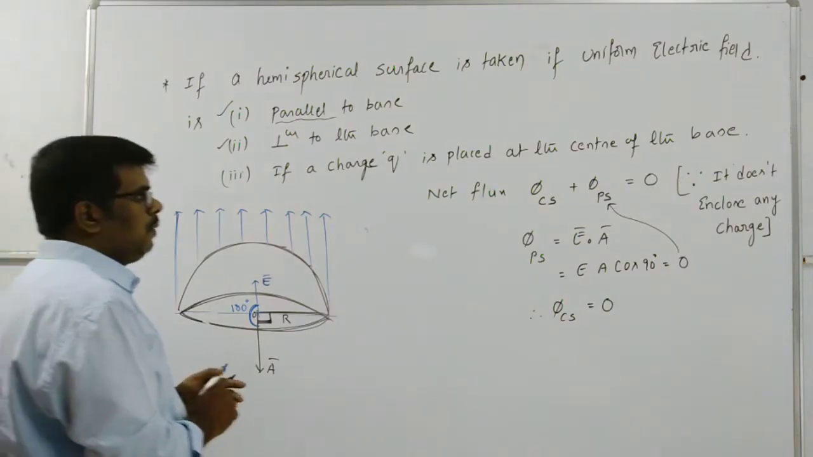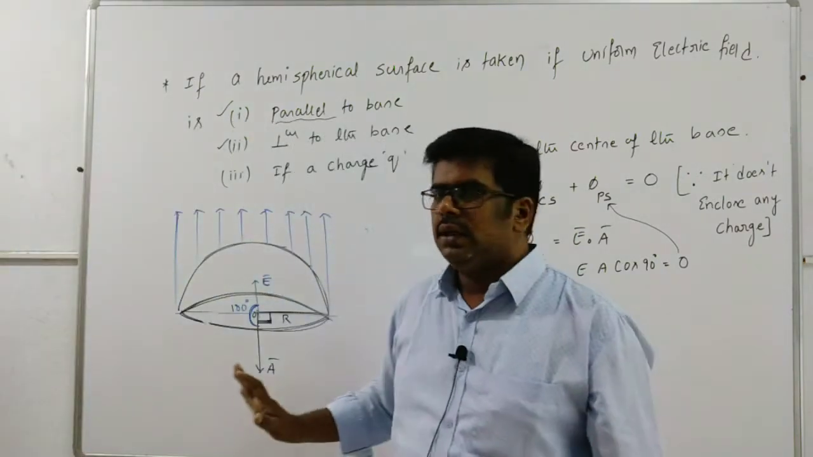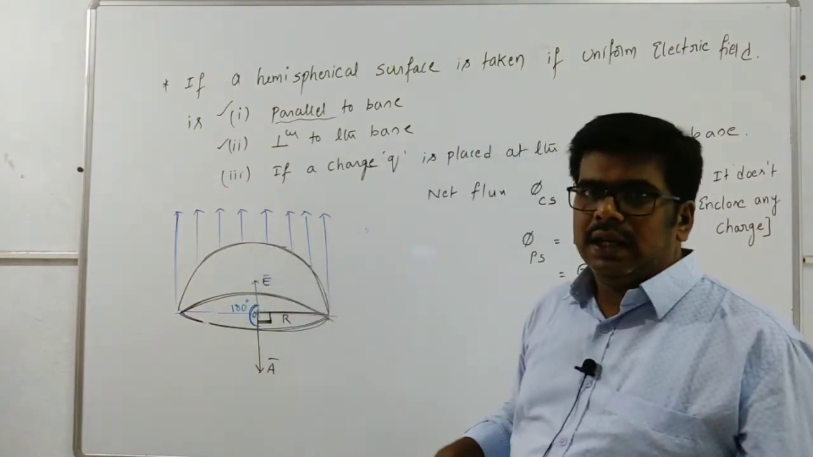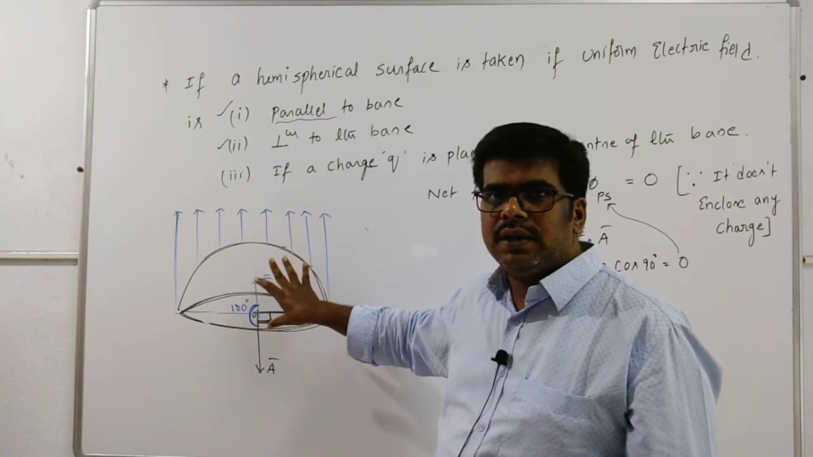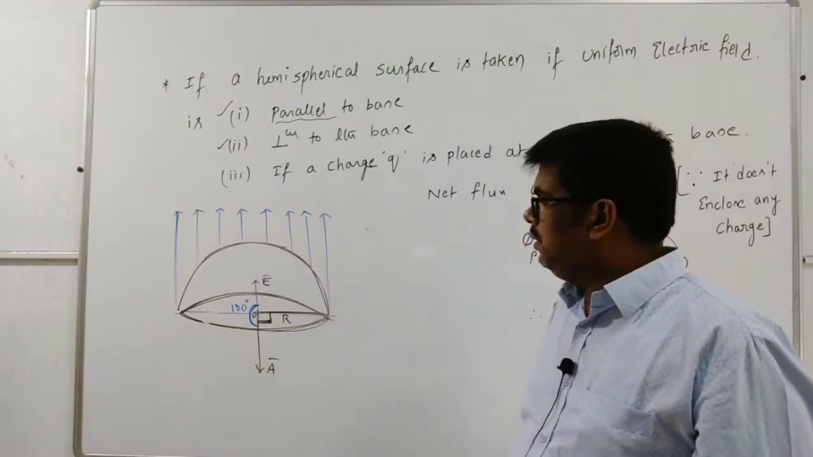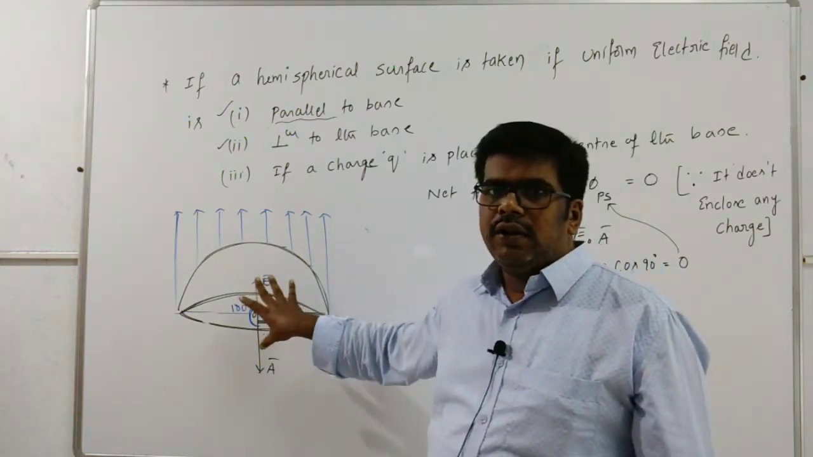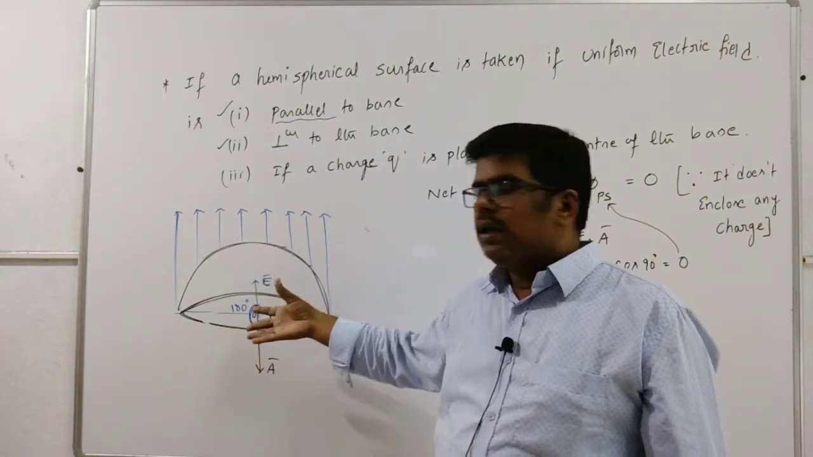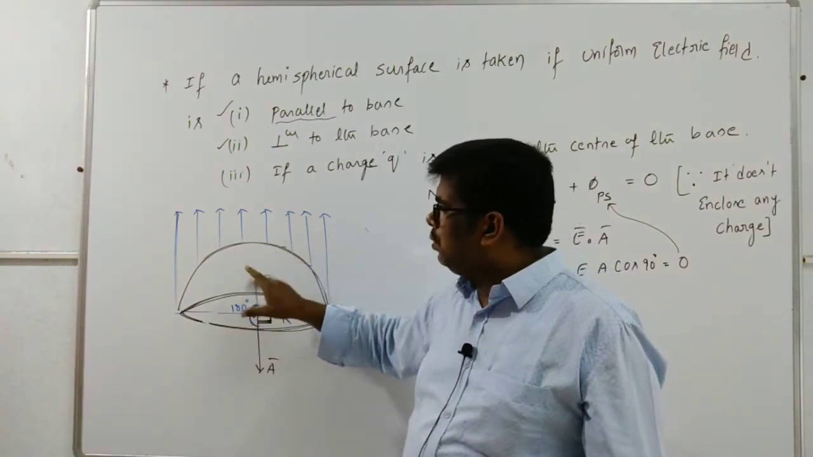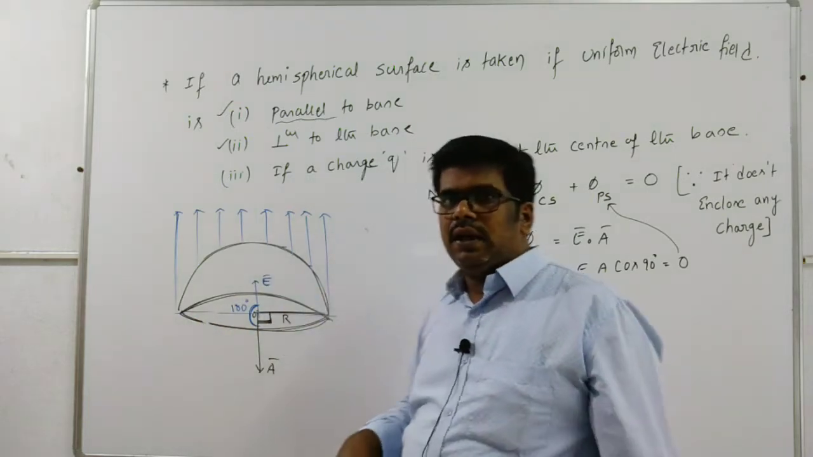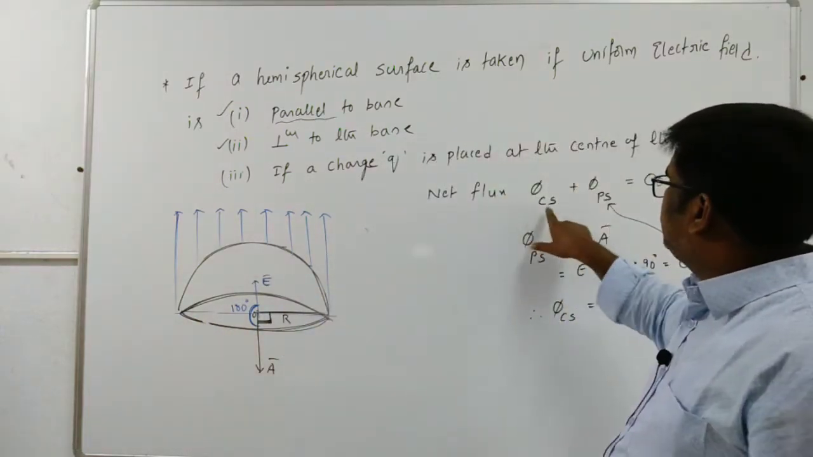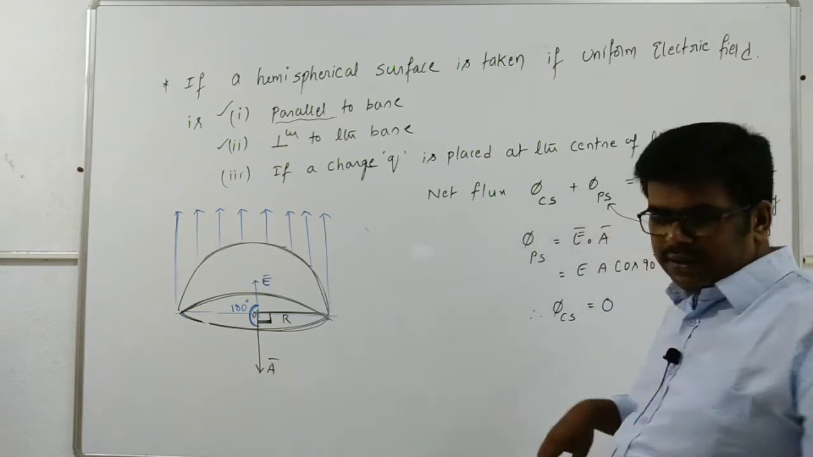Now you can observe, only the direction of the electric field changed, but even this hemisphere does not enclose any charge inside it. If it does not enclose any charge, then the same case: the total flux through curved surface plus plane surface is equivalent to 0. So net flux through curved surface plus plane surface is 0.